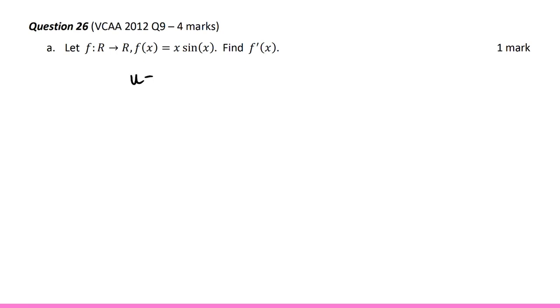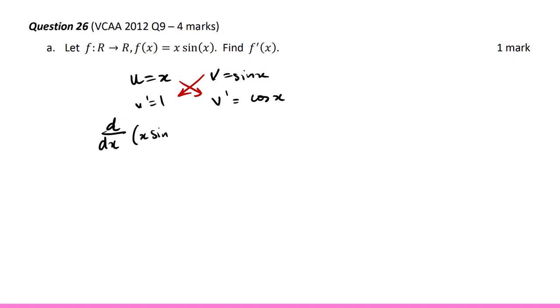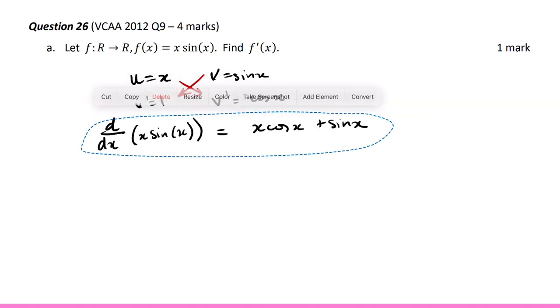All right, u is equal to x, v is equal to sine x, u dash is equal to 1, v dash is equal to cos x. Multiply it out, so that means the derivative of x sine x will equal x cos x plus sine x. I'm just going to copy that over for the next part.